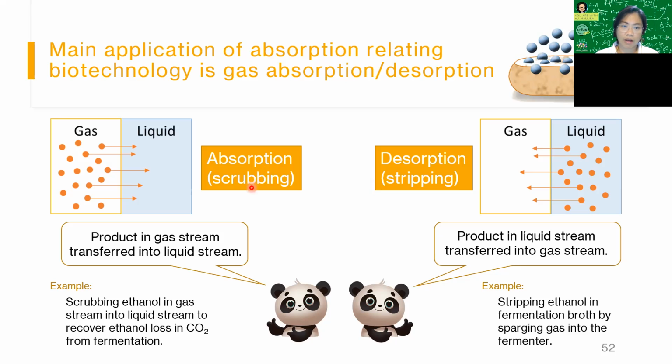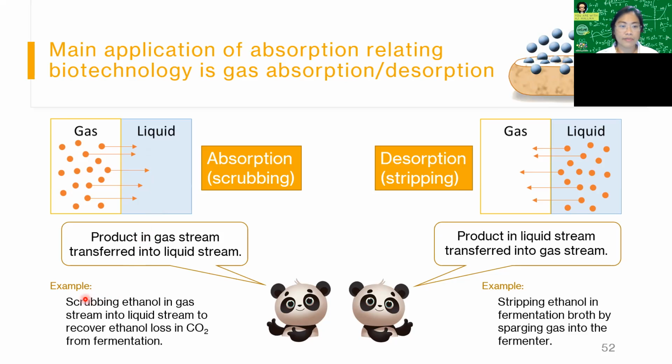Absorption is also called scrubbing, like gas scrubbing. Desorption is called stripping. Let's look at the scrubbing first. The absorption or scrubbing is when you have your product or something that you are interested in, or impurities, in gas phase, and you absorb those molecules into a liquid phase. That is called scrubbing. So product in gas stream gets transferred into a liquid stream.